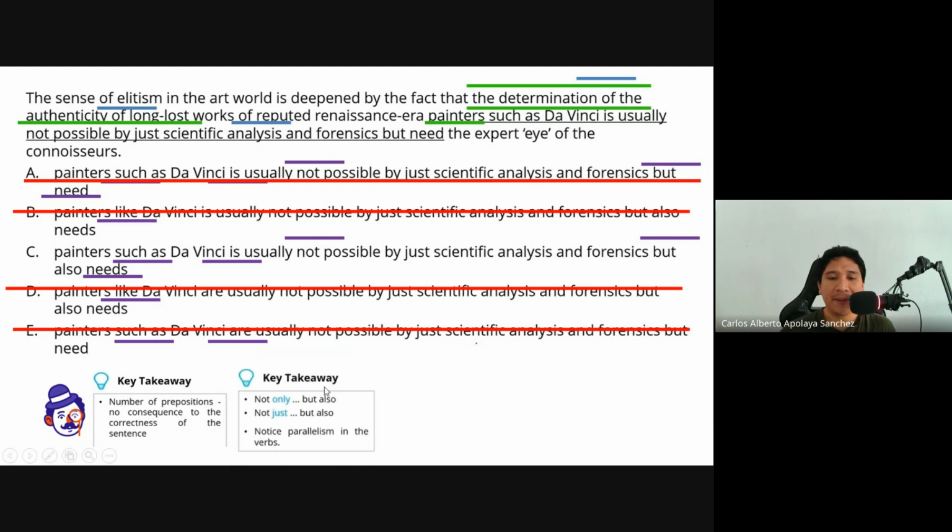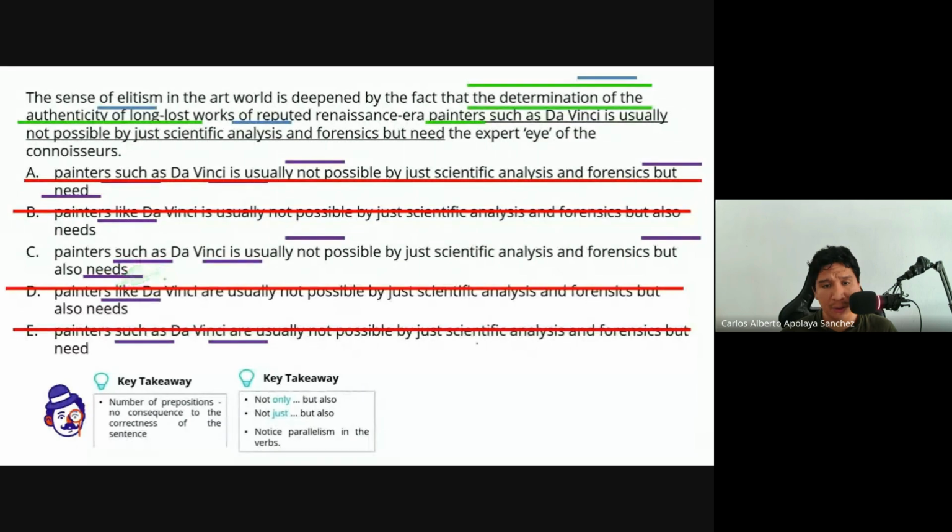Look at this, "not only but also," "not just but also": parallelism in the verbs. Why do you say parallelism? Because, for example, look at this part: "the determination of the authenticity, not just, but also needs," because what is the subject? The determination. So we see "not only but also needs." This is why the answer is correct here, letter C.